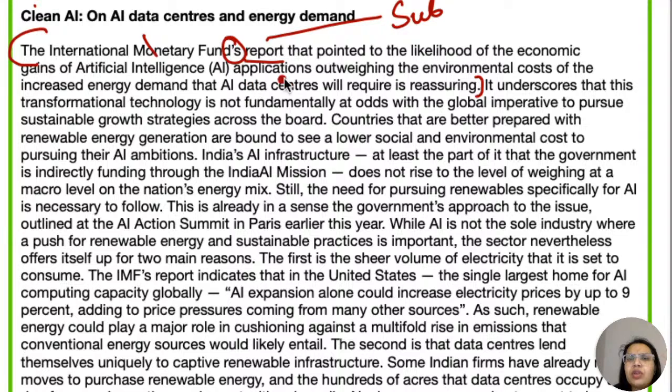कौन सी रिपोर्ट, कैसी रिपोर्ट, किसने दिया, that pointed to likelihood of the gains of AI applications outweighing the cost of the increased energy demand that AI centers will require. Is is your main verb. Okay. Actually, your sentence is a short, small sentence. The report is reassuring. Reassuring here is not continuous tense, it is working as adjective. So, report is कैसी है, how it is. The quality of the report is that it is assuring again.